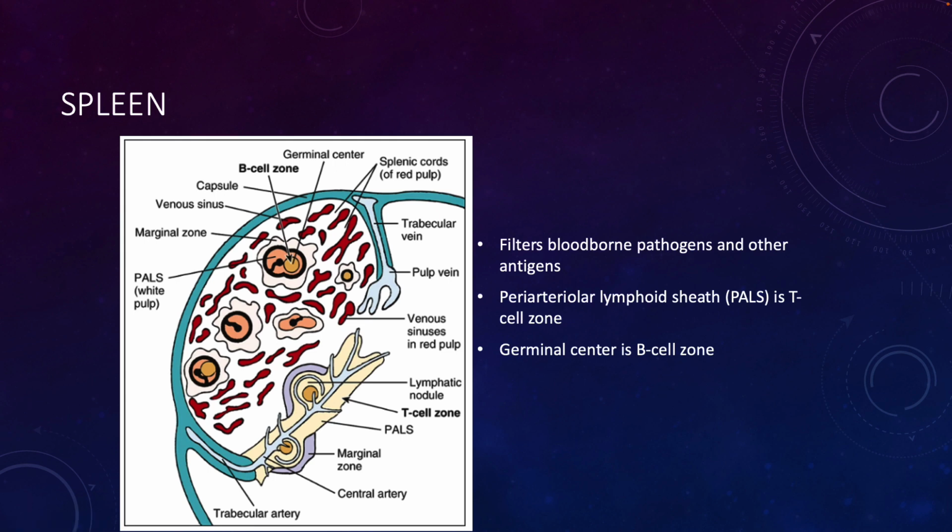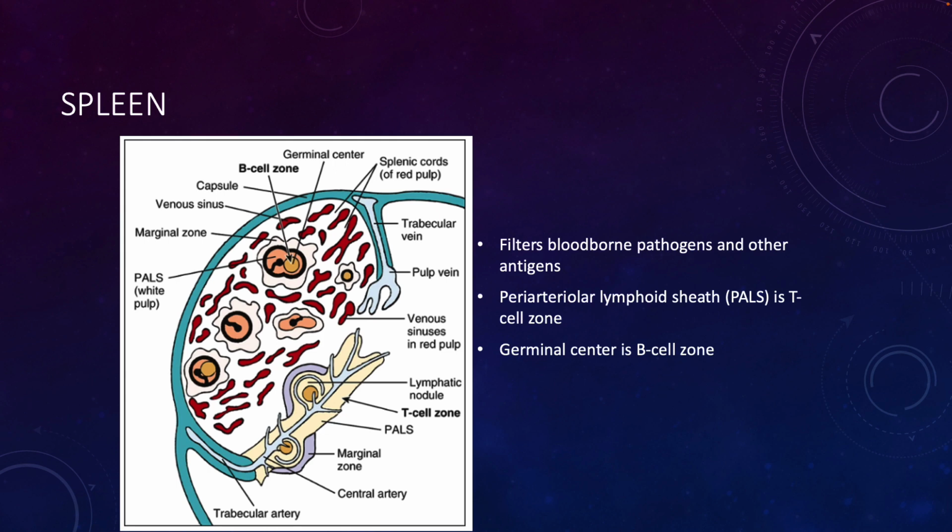Our spleens are very important for filtering bloodborne pathogens and other antigens. And so something to think about is, in patients who've had a splenectomy, who've had their spleen removed, what consequences might that have for their immune system? So in your reflection, maybe think about that. People lose their spleens to disease, but often also to injury. Some blunt force trauma to the abdomen can cause significant damage to the spleen, necessitating its removal.